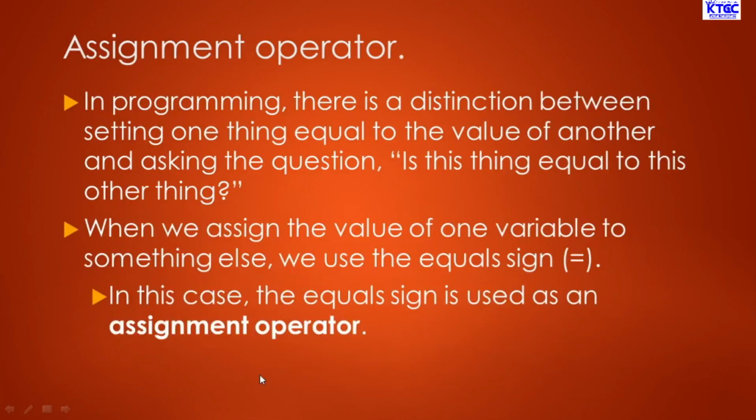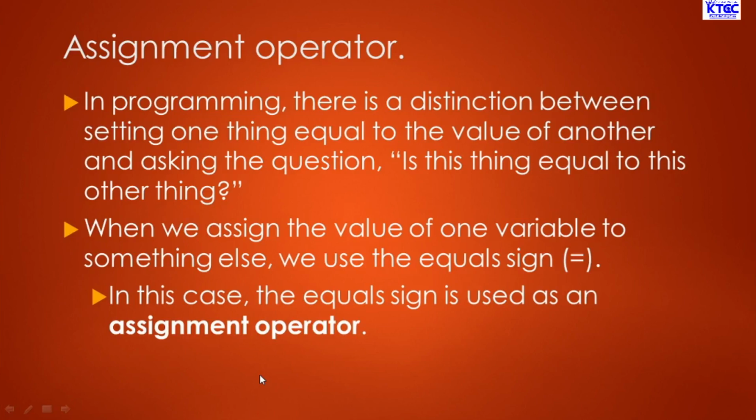Now let's come to the assignment operator. We have two types of equal to, the double equal to and the single equal to. Here we are going to differentiate them and know how each one works and where to use them and where not to. In programming, there is a distinction between setting one thing equal to the value of another and asking the question, is this thing equal to this other thing? What we are saying here is this: in programming, there is a difference between assigning a value to a variable and comparing two things to find out if they are equal.